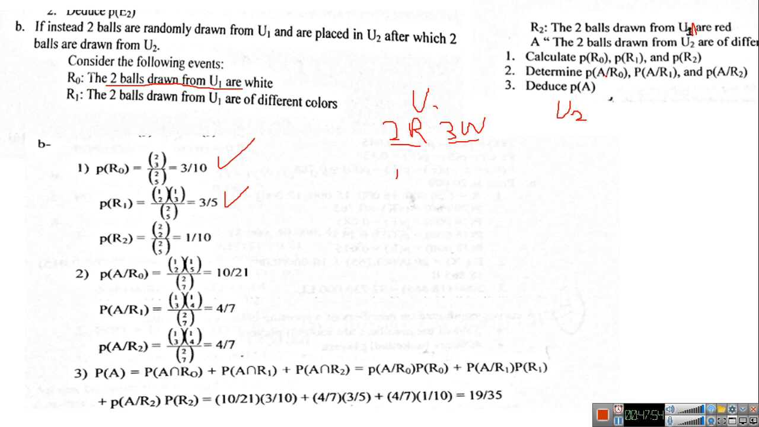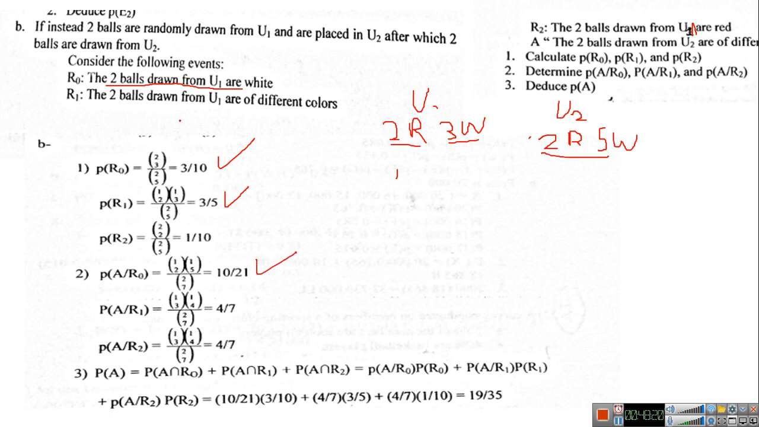Find now P of A knowing R0. A knowing R0, and I know that the two balls from U1 are white. So these two whites, instead of having 2 red and 3 white, I'm going to get 2 red and 5 white, because the two white balls from U1 I want to replace here. What is the probability of now having A, which is different colors? So it will be 1 out of 2, 1 out of 5.